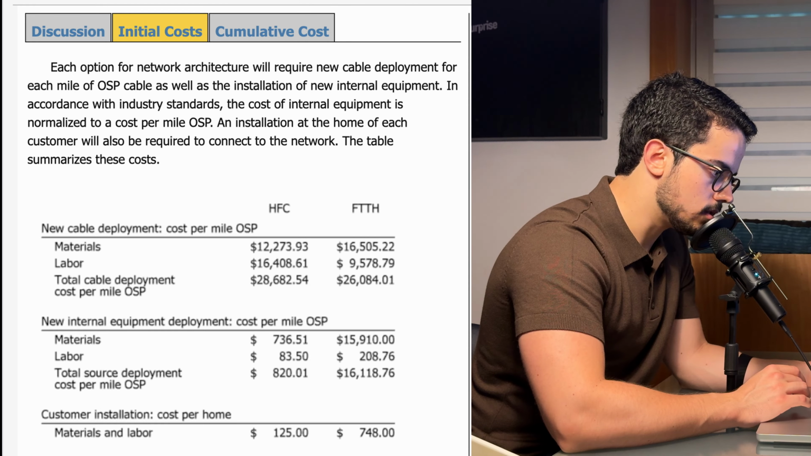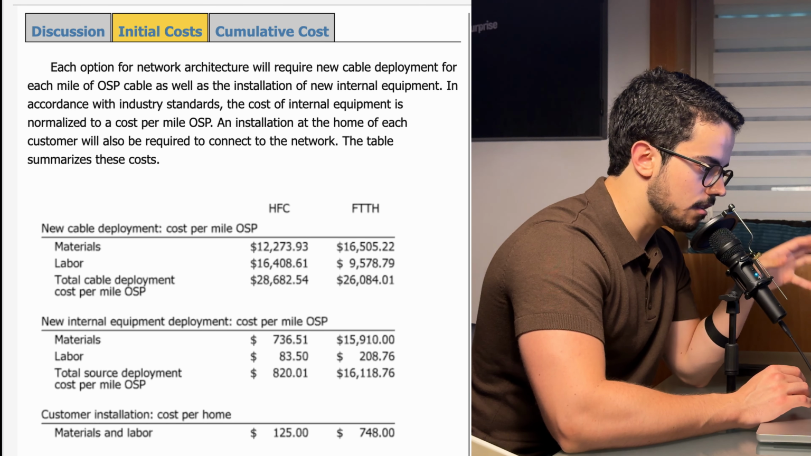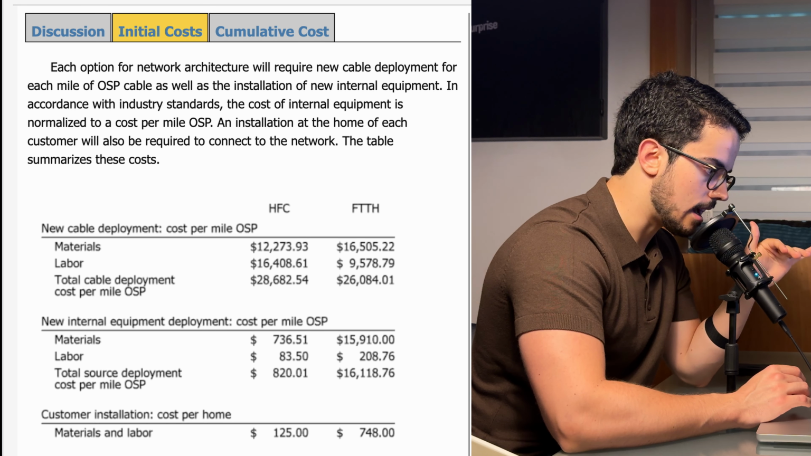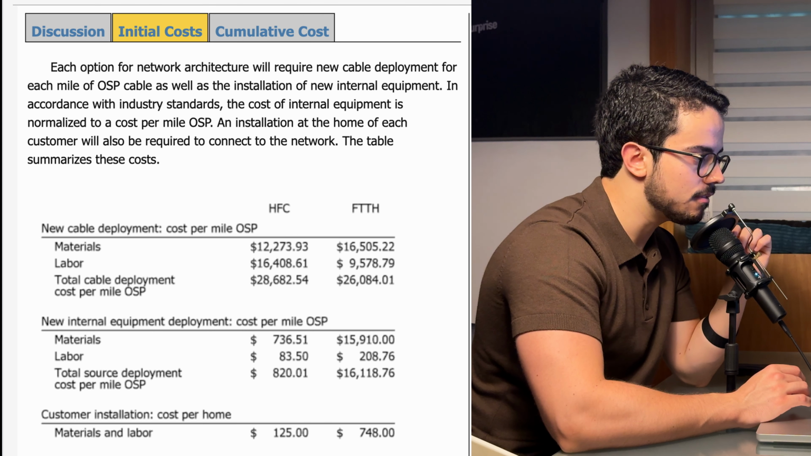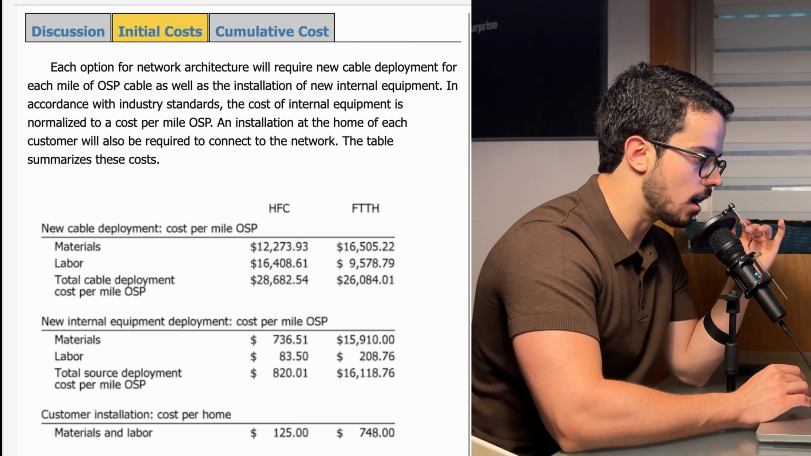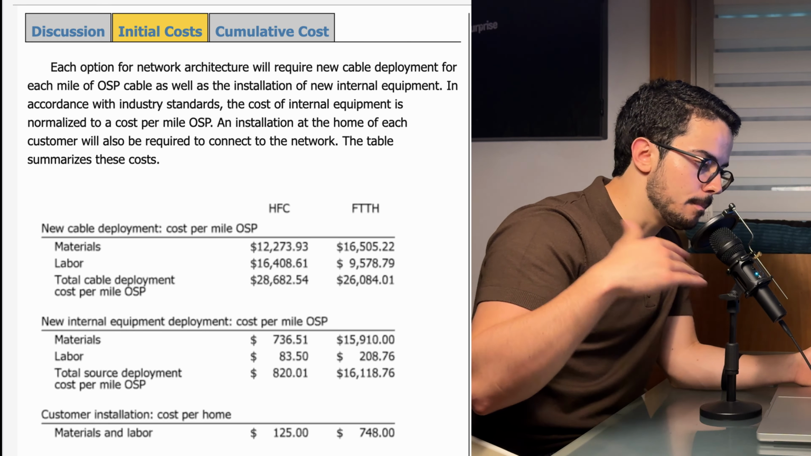FTTH is about $16,100. Let's round that to $16,000. So $800 is exactly 5% of 16,000. If HFC is 5% of the cost, that means it is 95% lower. There is our answer. So we found it in 30 seconds with just basic mental math.